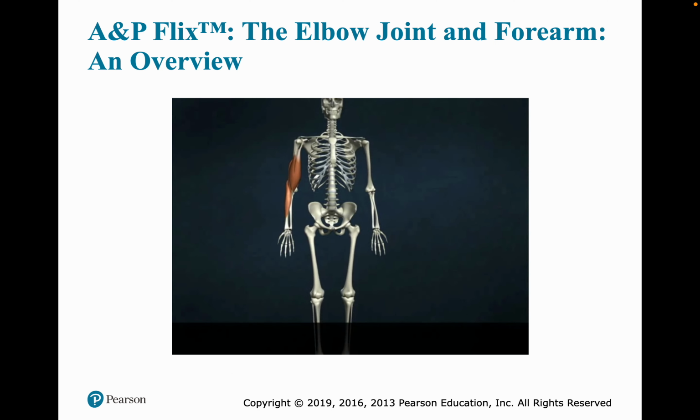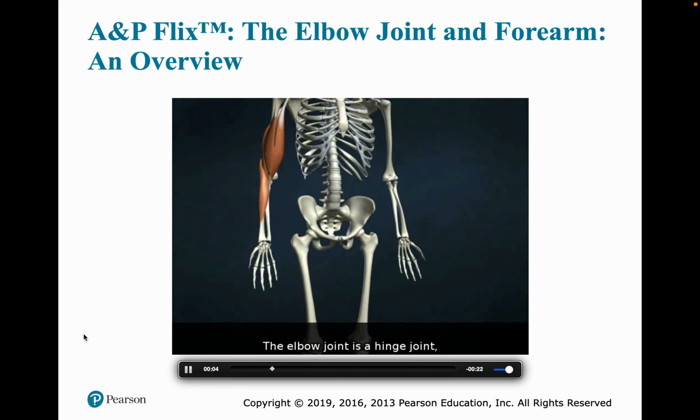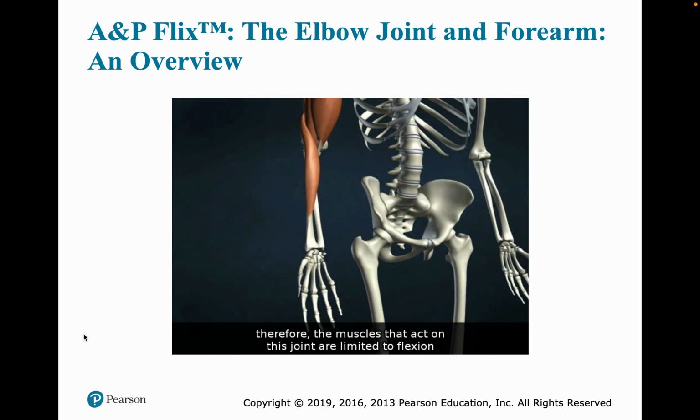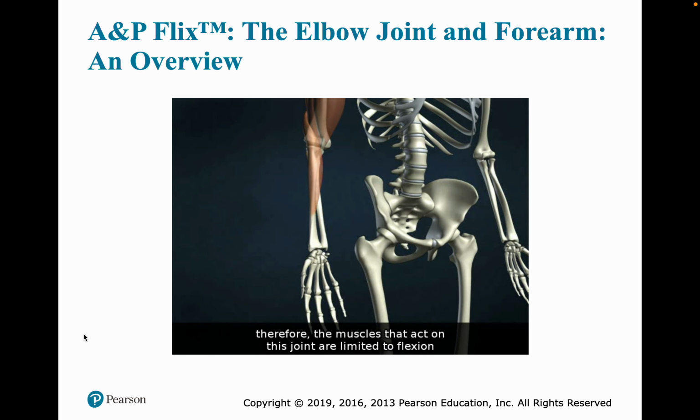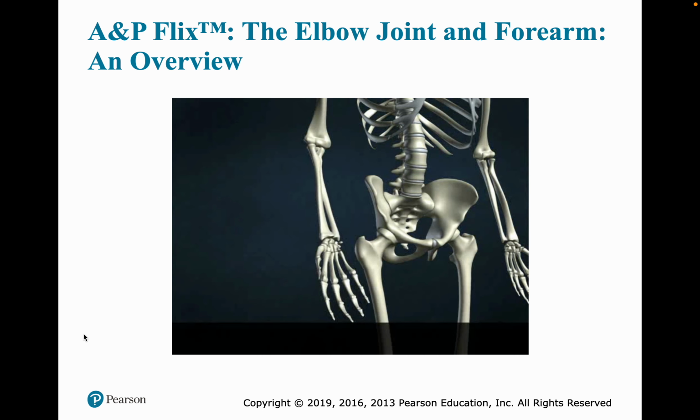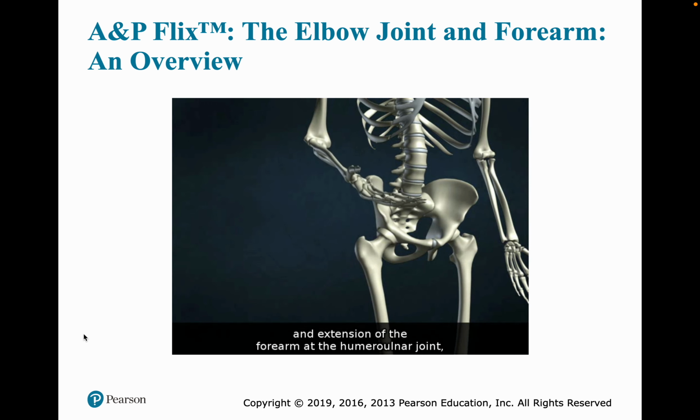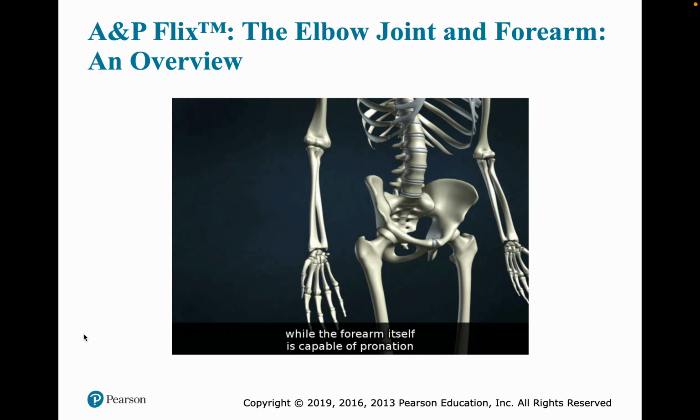All right, let's take a look at the elbow joint. The elbow joint is a hinge joint. Therefore, the muscles that act on this joint are limited to flexion and extension of the forearm at the humero-ulnar joint, while the forearm itself is capable of pronation and supination.